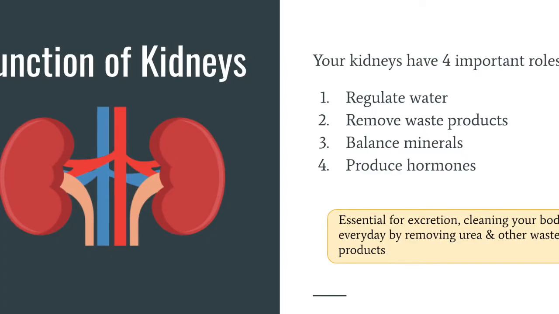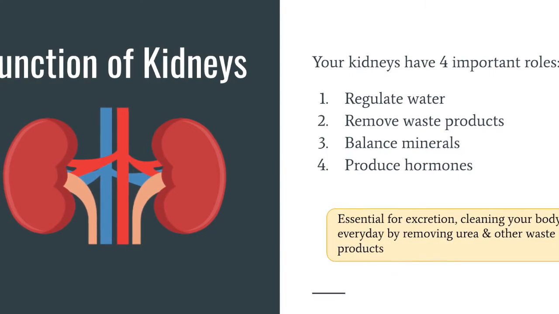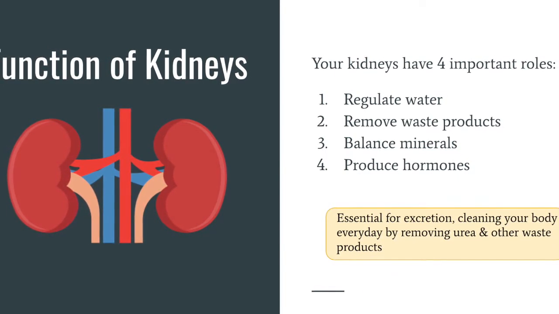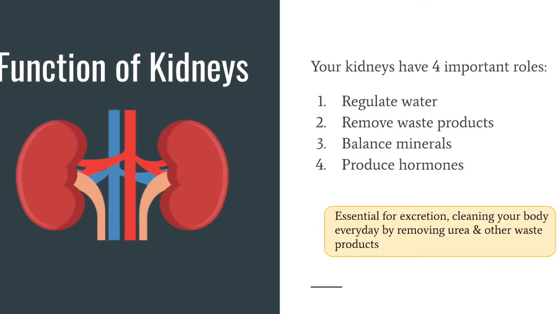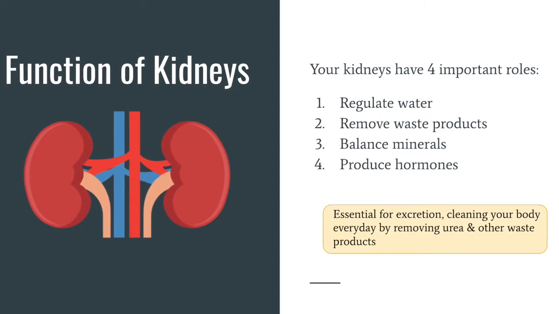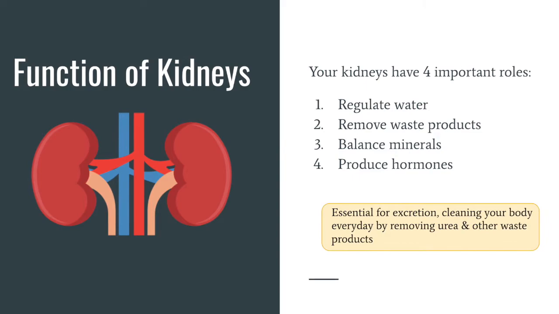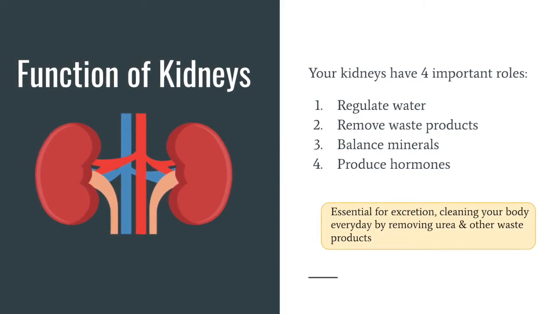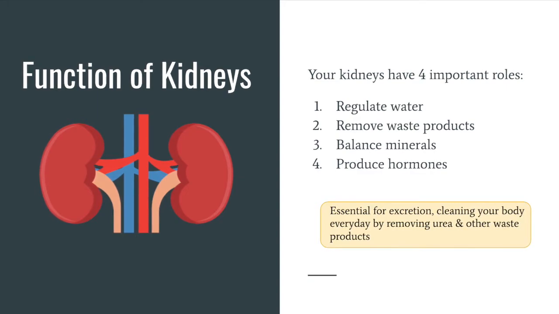I wanted to share an example of diffusion in your everyday life, and so one example is just going to be how they function in kidneys. So your kidneys have 4 important roles. They help to regulate water, remove waste products, balance minerals, as well as produce hormones. These organs are essential for excretion, meaning they help clean your body every day by removing toxins such as urea as well as other waste products in your urine.